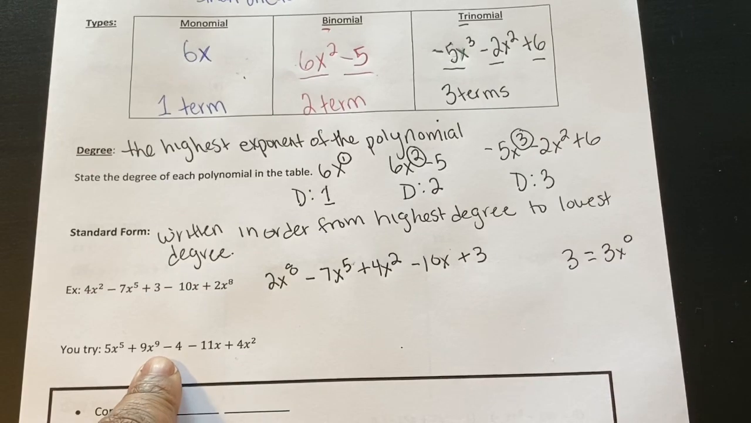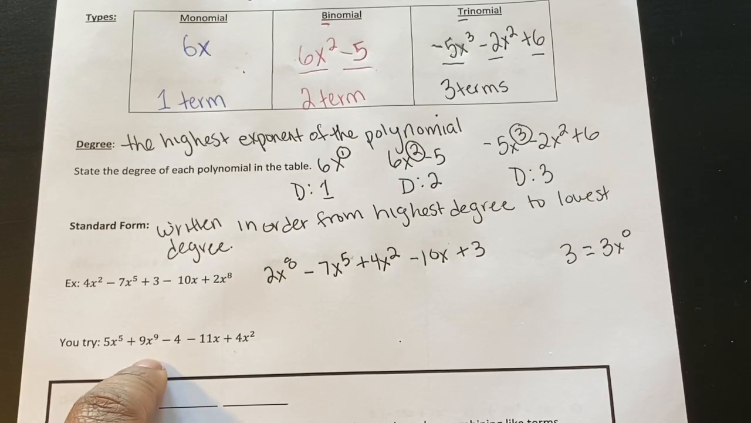Pause the video and you try to put this polynomial, 5x to the 5th plus 9x to the 9th minus 4 minus 11x plus 4x squared, in standard form. And then unpause it while I show you what the answer is.